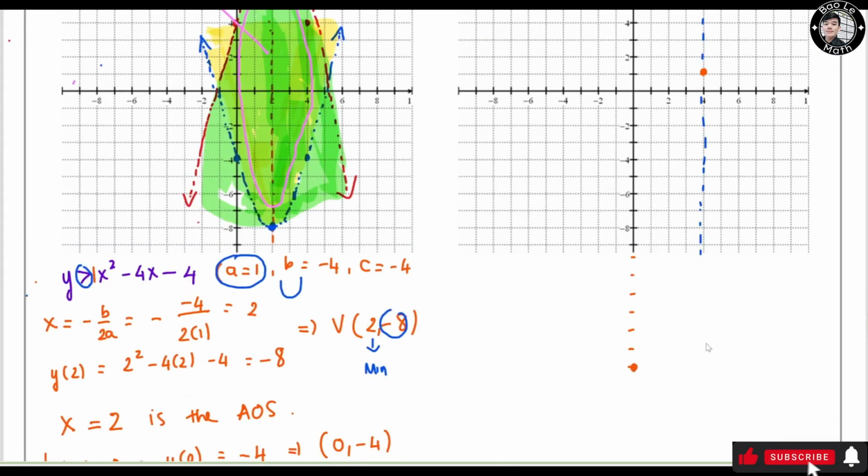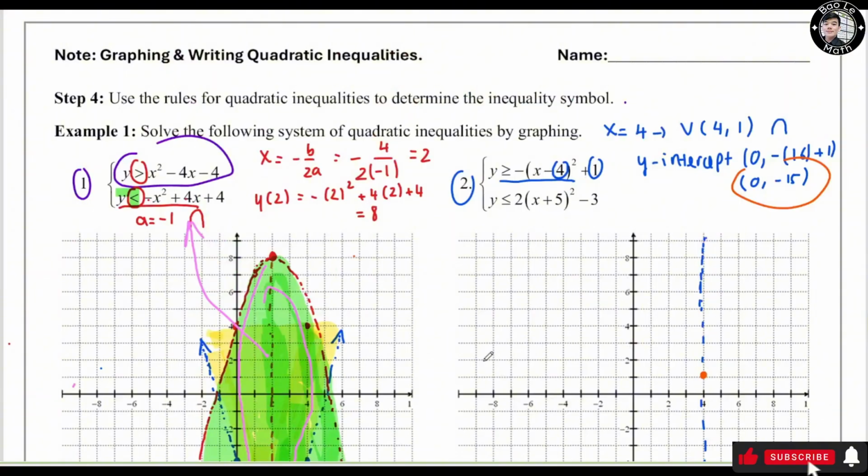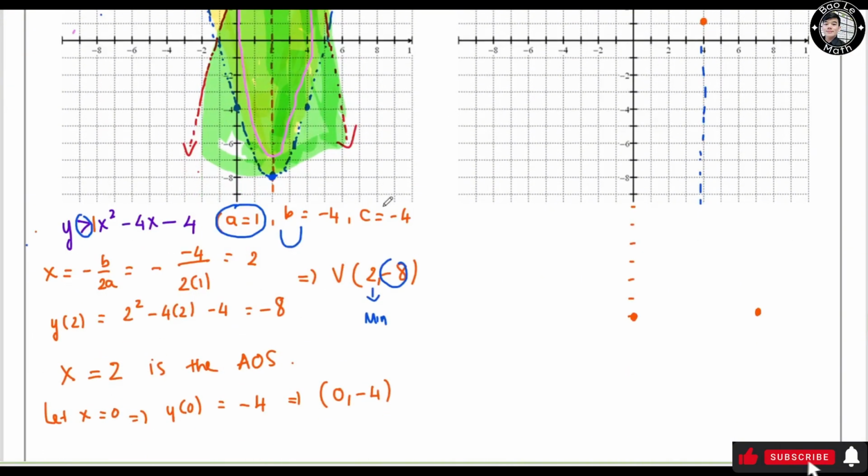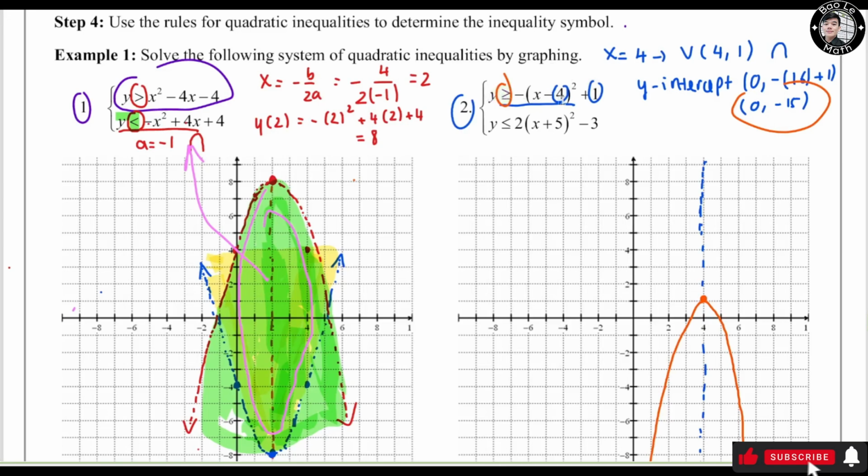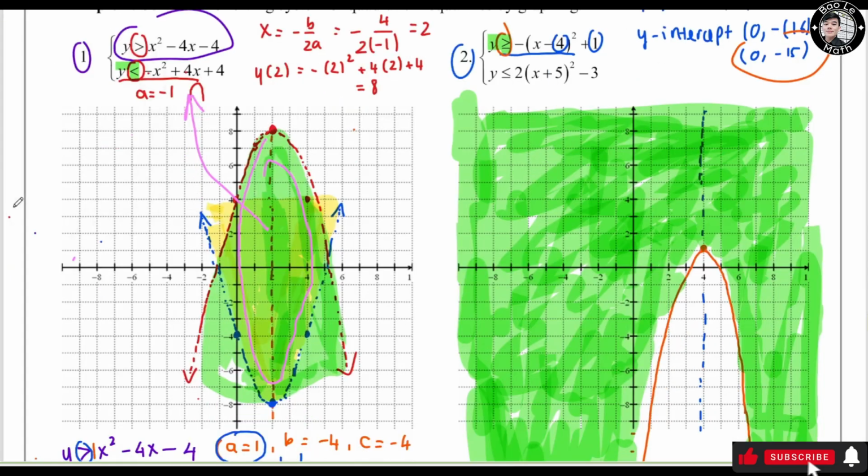Now we're going to check the symmetrical point of this one over the axis of symmetry, so it could be right here. Then we're going to connect these 3 points, right? And we're going to use the solid line because we have greater than or equal to. We have greater than or equal to, so we need to say above the parabola, so it could be outside, right? So it could be right here.